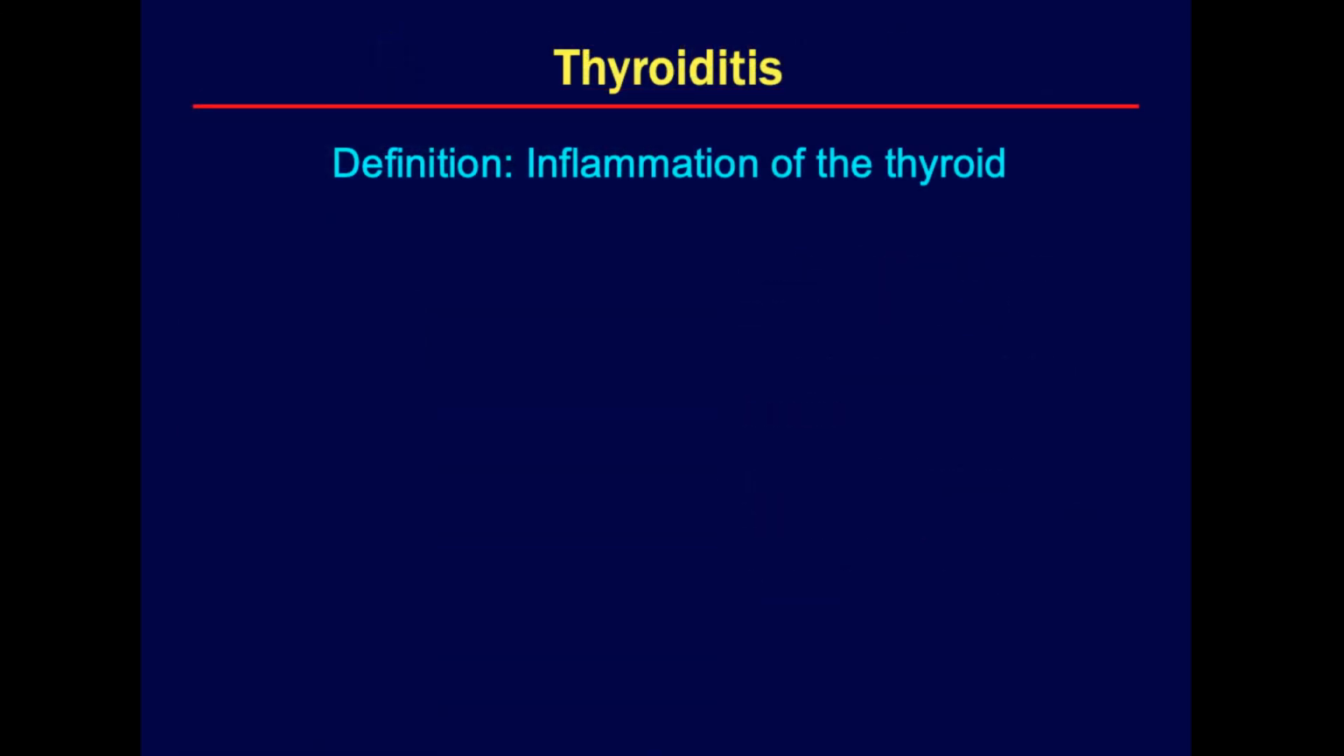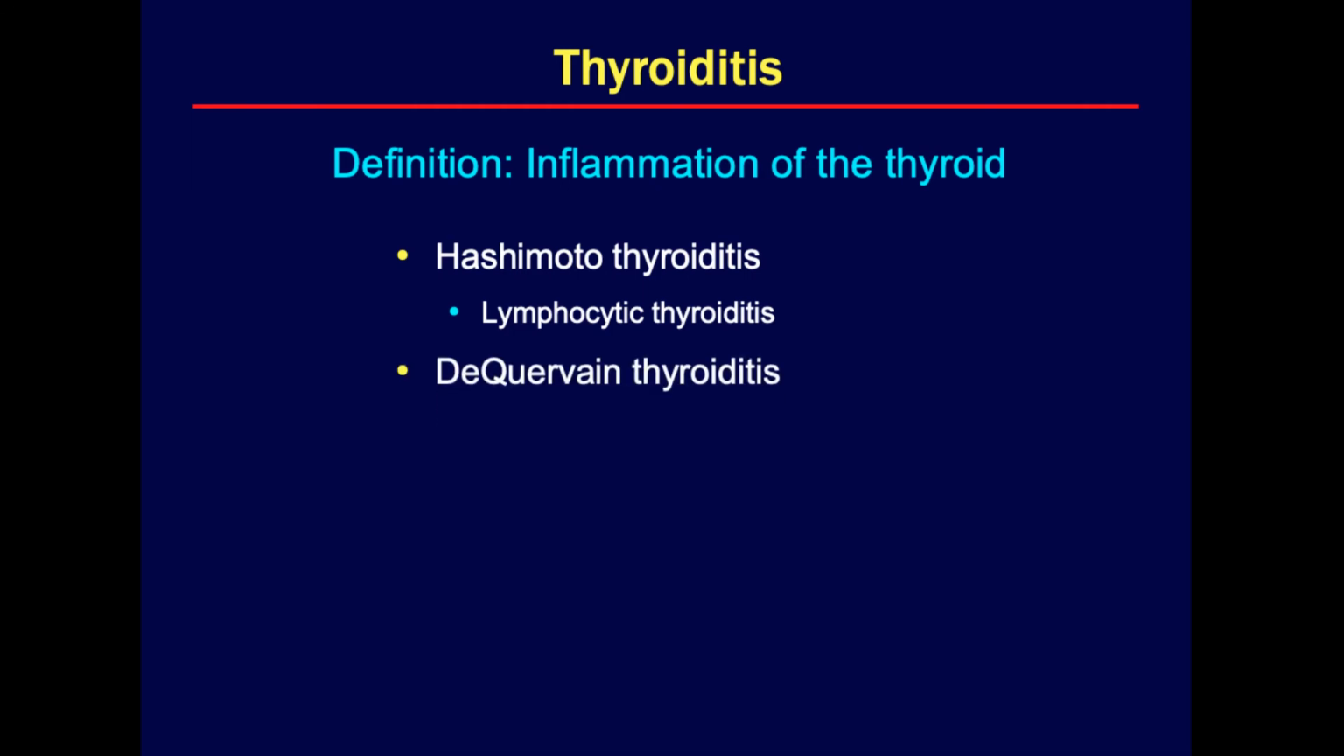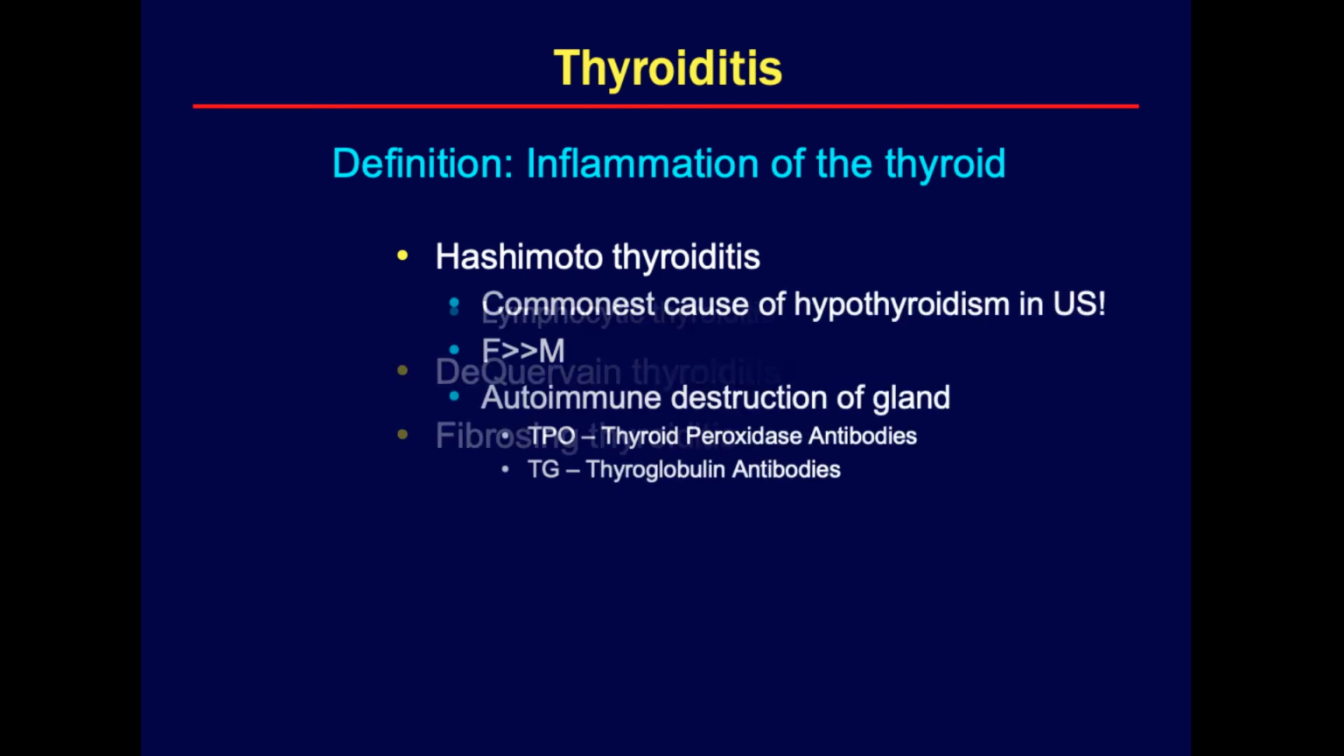So thyroiditis is inflammation of the thyroid gland, and you have a couple different types of thyroiditis. The one that is most common is Hashimoto's thyroiditis, but there's also lymphocytic thyroiditis. There's de Quervain and fibrosing thyroiditis as well. Now, Hashimoto's thyroiditis, again, this is the most common type in the United States. It's much more common in females than males, and it is an autoimmune disease.